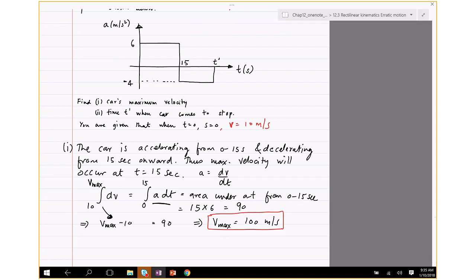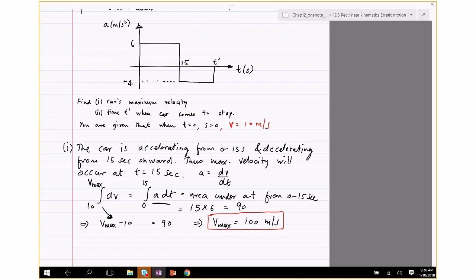Okay, the next question is find the time t prime when the car comes to a stop. Right now at 15, the speed of the car is 100 meters per second. From 15 to t prime, it's decelerating. When you step on the brake, it's going to decelerate and eventually come to a stop. So we need to find the time at which it comes to a stop. In this case, we're given the velocity at t prime is 0, and we need to find the time.